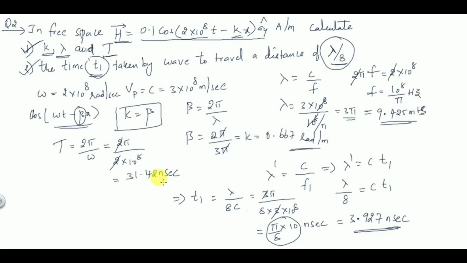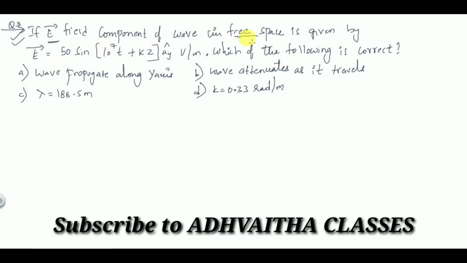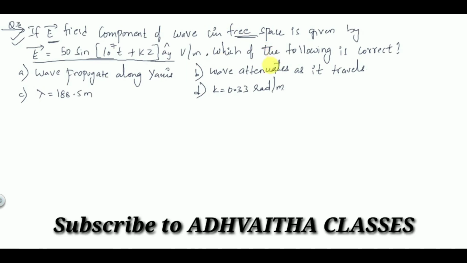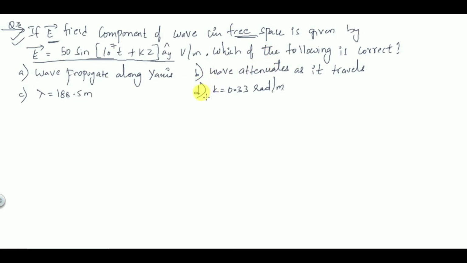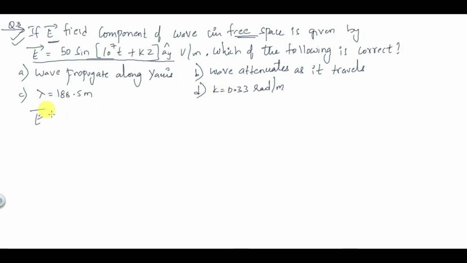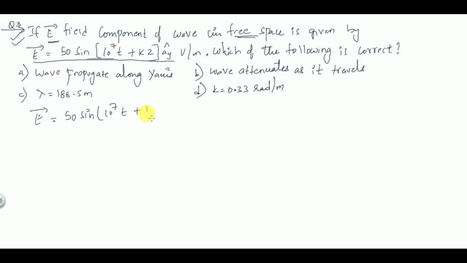Similar kinds of problems I have taken, but it is required. All these concepts are very important. So let us take one more last problem in this video. In this problem, E bar travels in free space with a wave equation like this, and he has asked which of the following is correct, by giving 4 statements. From the given data, E bar is equal to 50 sine 10 to the power of 7 t plus kz ay.